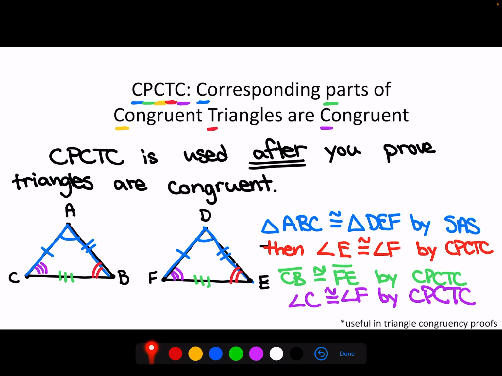Now looking at this, we have 1, 2, 3 angles and 1, 2, 3 sides for a total of 6 pieces of each triangle being congruent. And that's what we're looking for. If those 6 pieces are congruent, then we're good to go. All right, so let's go ahead and work on some proofs with this.